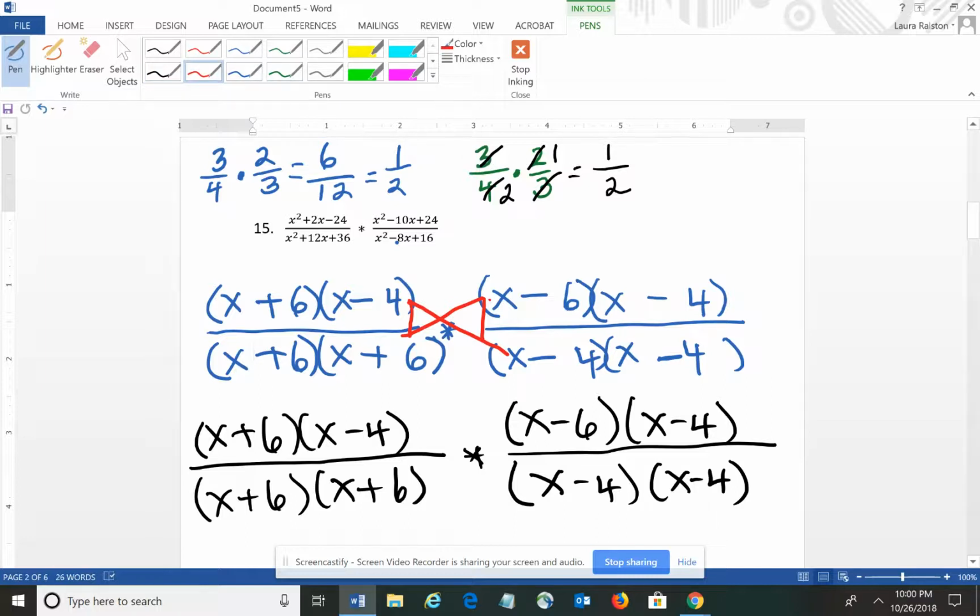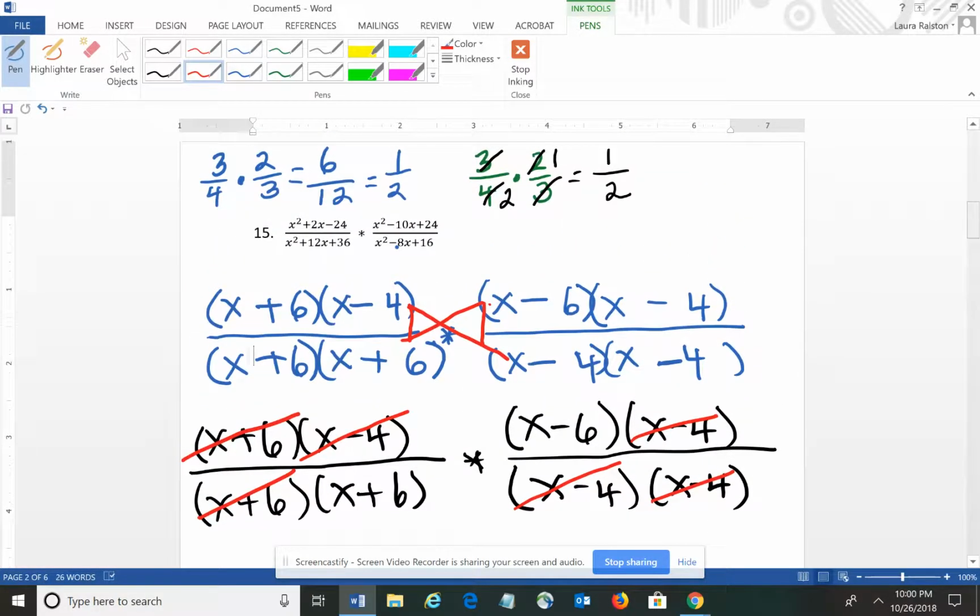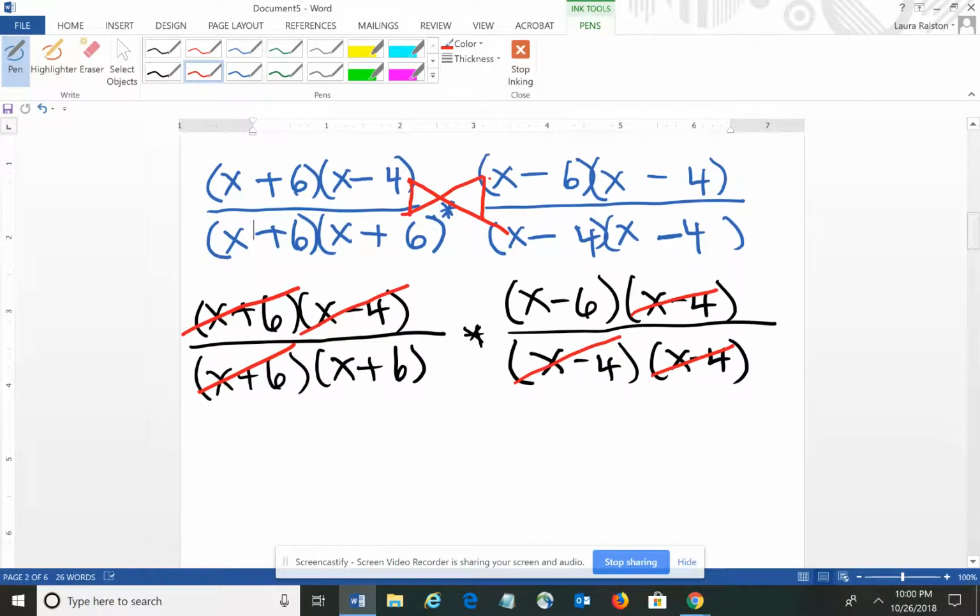So starting on the top, I have x plus 6 and x plus 6, one in the numerator, one in the denominator. I have x minus 4 diagonally across from x minus 4. On the other diagonal, I don't have anything. I have x minus 4 and x minus 4. So that when I'm finished and I have all of the things divided out, I'm going to end up with x minus 6 all over x plus 6.